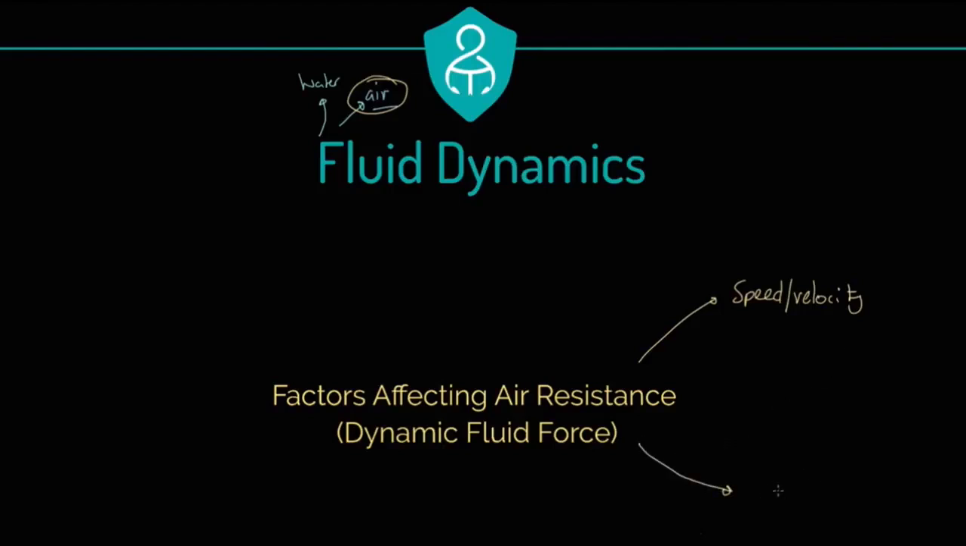Secondly, we've got what we refer to as cross-sectional area. This suggests that something with a very broad cross-sectional area is going to have a higher air resistance than something with a narrow cross-sectional area. We know this because, for example, a track cyclist is going to get into a tuck shape to reduce their overall cross-sectional area that's hitting the oncoming air, in order to reduce air resistance and go faster.